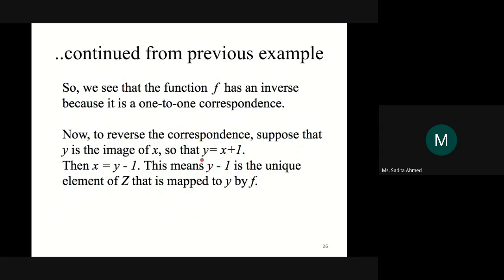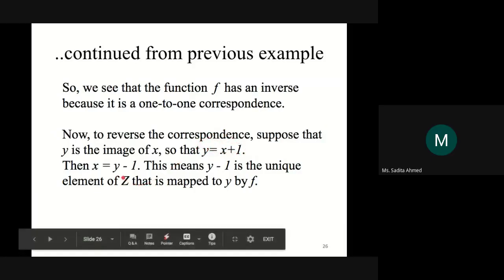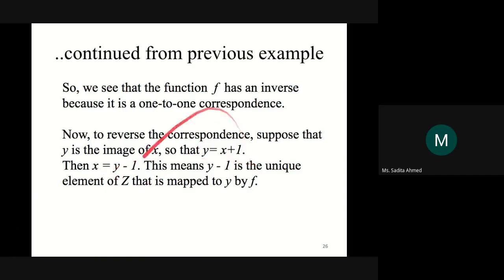Then if y is the image, how can you extract the pre-image from the image in this equation? How? Just making x the subject. Exactly, by just doing that. If x is equal to y minus 1, that is, you put 1 on the other hand side, then you can retrieve x from the value of y.